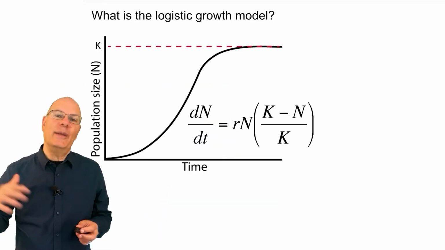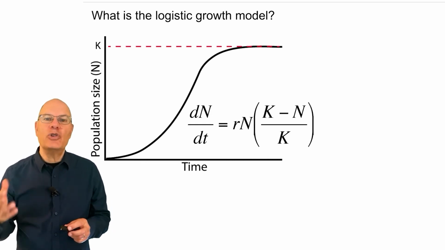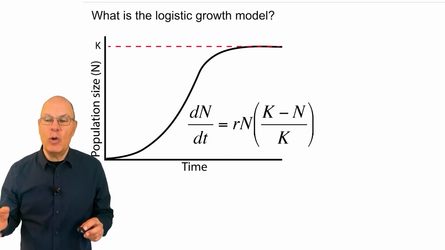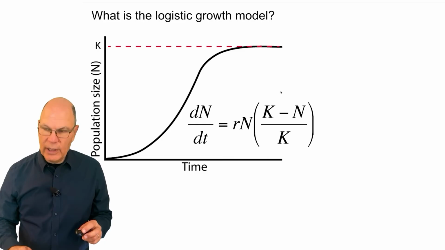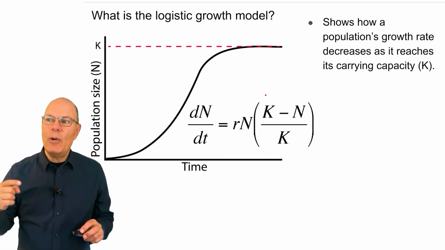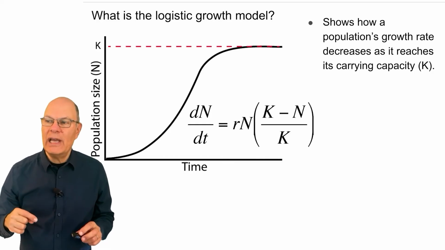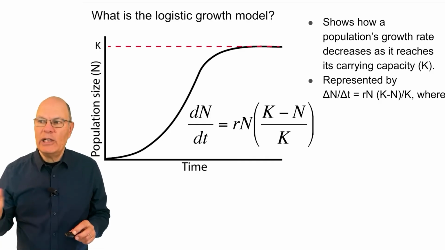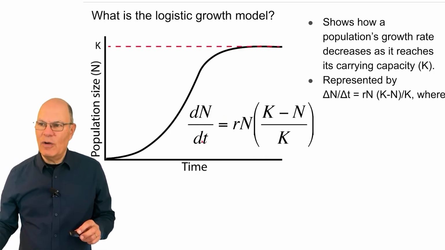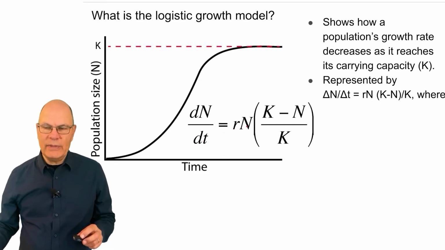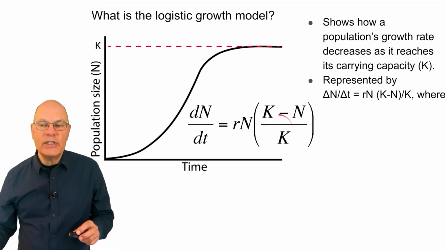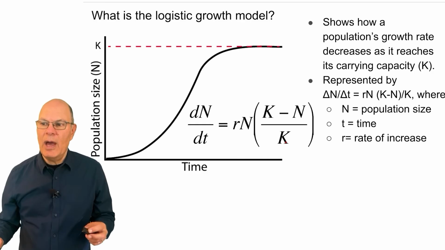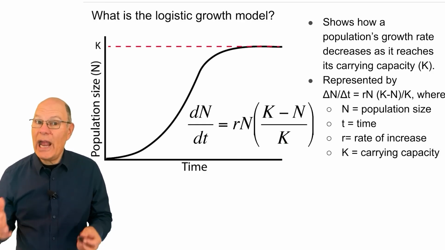To incorporate the effect of limiting factors and carrying capacity in our understanding of population growth, we need a more sophisticated model. That's the logistic growth model, and it's represented by this formula over here. It shows how a population's growth rate decreases as the population's number approaches its carrying capacity, or K. It's represented by the formula delta N over delta t equals r times N multiplied by this expression, K minus N over K. N is the population size, t is time, r is the rate of increase, and K is the carrying capacity.